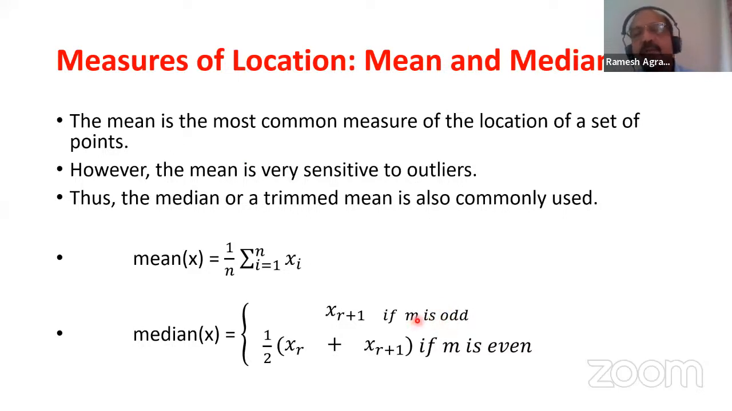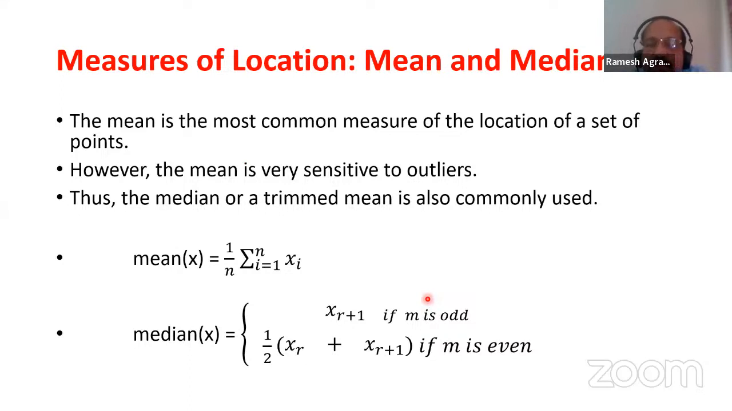So what you can do? Let's say m is equal to 5. So 5 can be written as 2r plus 1, that is 2 into 2 plus 1. So x(r+1) is going to be the median. It is the middle point of the data. So if you have 51 samples, then x26 is the median of the data if you arrange them in ascending order.